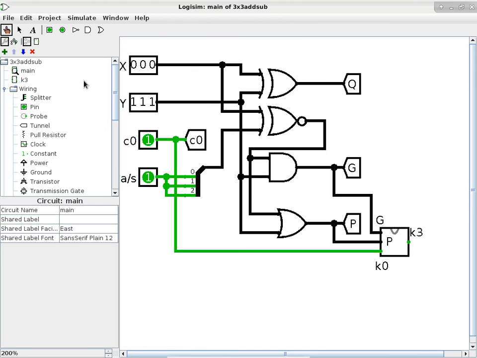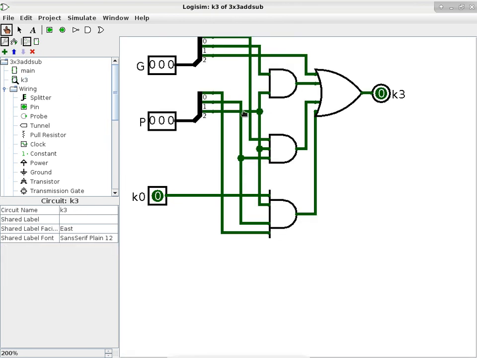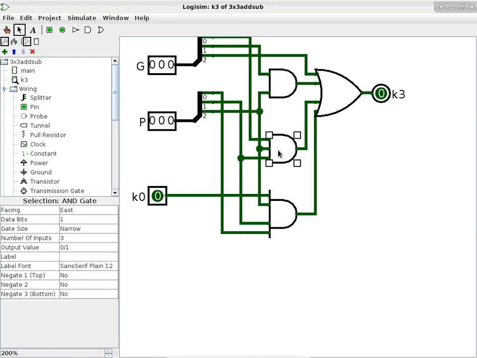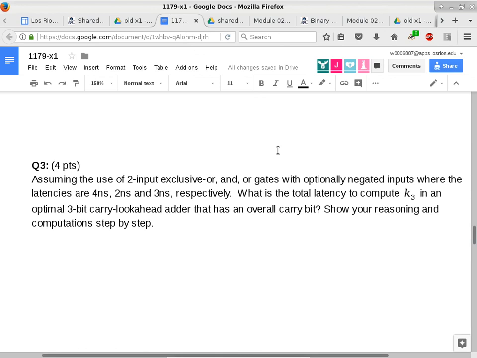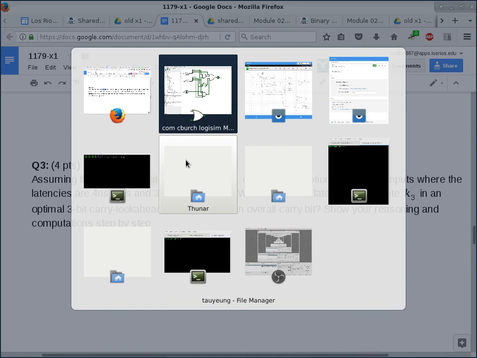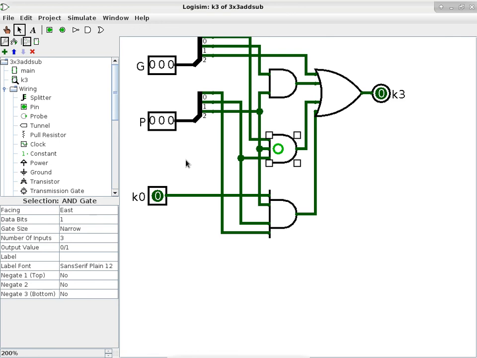What makes this particular gate different or special? And what makes this one special? And this one? According to the restrictions of the question. Let's read the question again. The question says that we can only have two-input gates. So the key is two-input. When you look at the circuitry that we had earlier, this one is a three-input gate, this is a four-input gate. So we cannot have those.